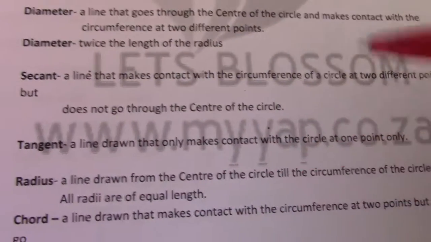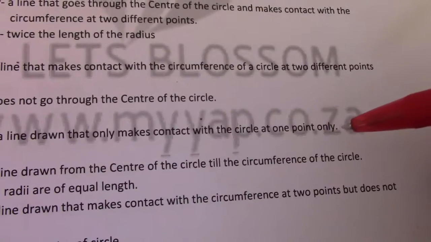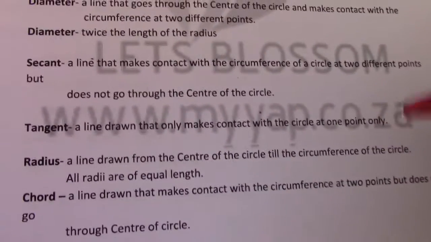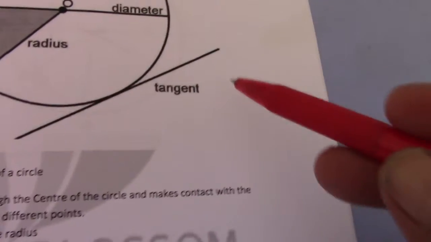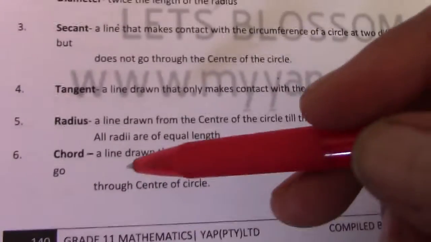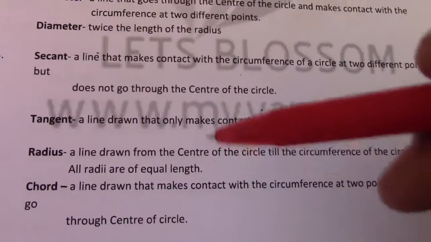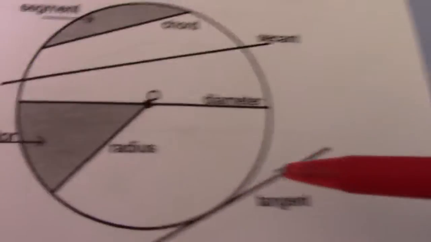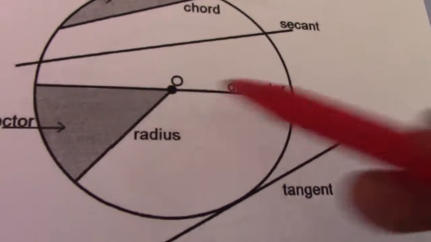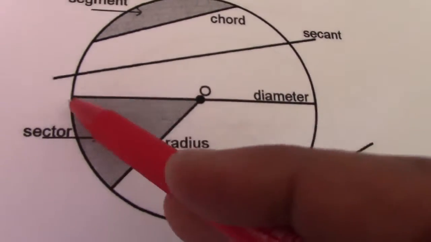Tangent, a line drawn that only makes contact with the circle at one point, which I've shown you. There's a tangent. A radius, a line drawn from the center of the circle to the circumference of the circle, and radii are of equal length. So they have radii, radii, radii.